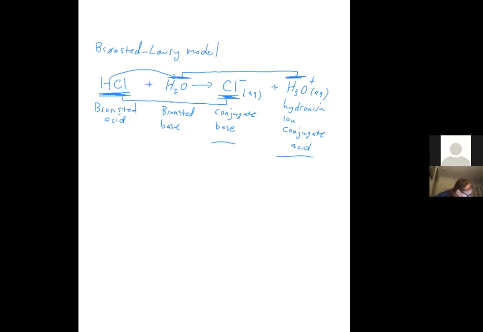So here's our pairs. HCl, and I'll put a line like a slash, Cl minus. There's one of the pairs. And then the other one is H2O and H3O plus. By the way, this is called the hydronium ion. And that's essentially another way of representing the hydrogen ion, although it's probably a little more accurate. Okay, so that's called the Bronsted Lowry model. Now let's take a look at an example.